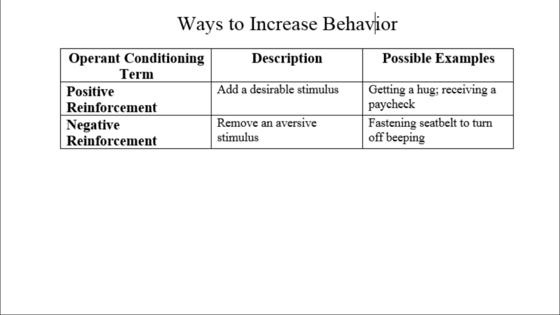Anytime that we talk about positive and negative reinforcement, chances are we're going to increase the behavior. So breaking it down again, positive is that you're adding a stimulus. Like in math, you're adding, and that could be like getting a hug or receiving a paycheck. Negative is the removal of something that you don't like. So if you don't like the sound of the beeping of your car when you don't have your safety belt clicked in, you will click in your safety belt to turn off that sound.